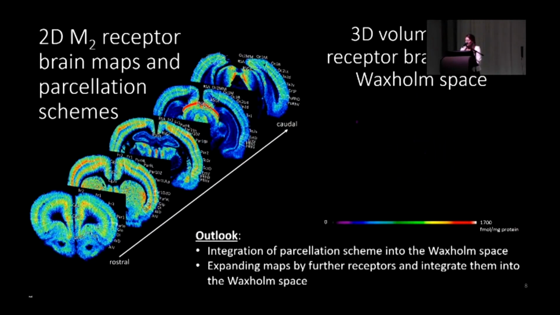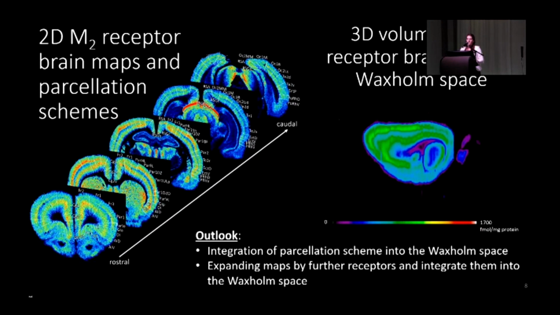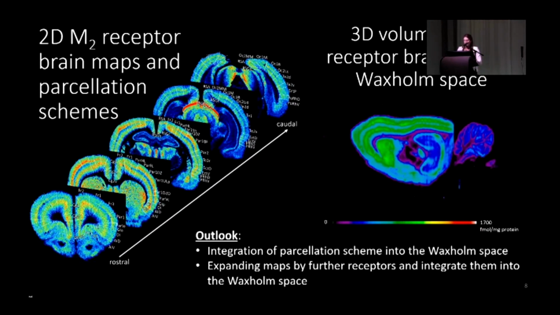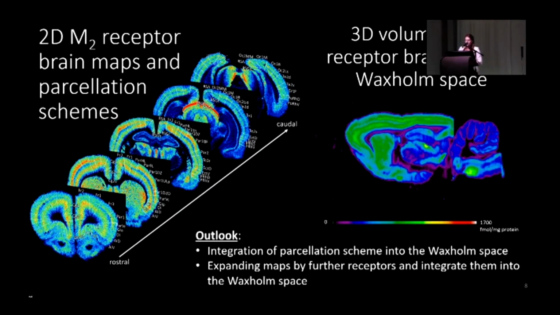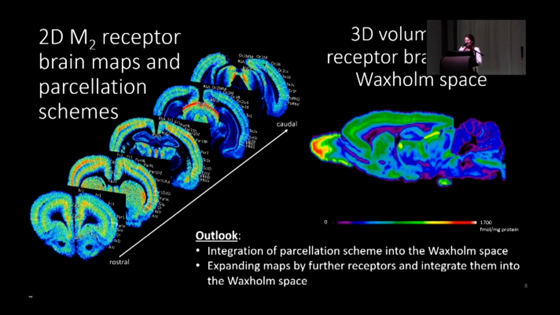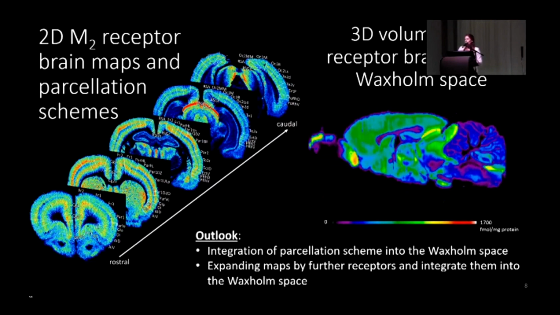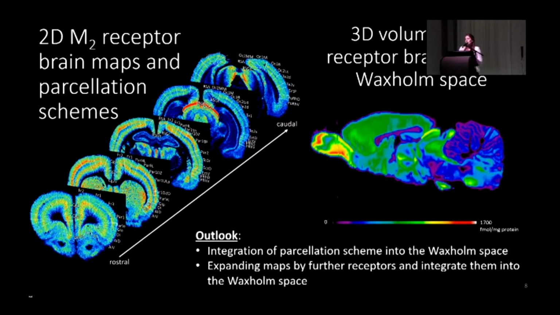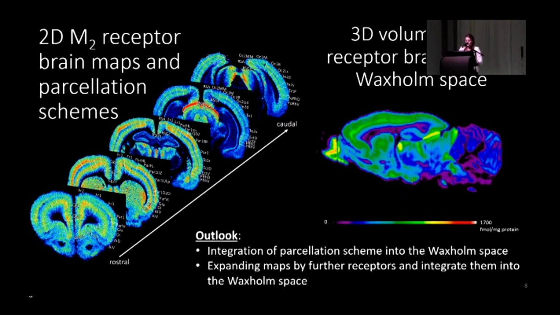Additionally, we plan to integrate our parcellation schemes into the Waxholm space and expand these maps by further neurotransmitter receptor analysis, which I've shown you before. And we want to make these data available for the neuroscientific community within the eBrains and HBP infrastructure.